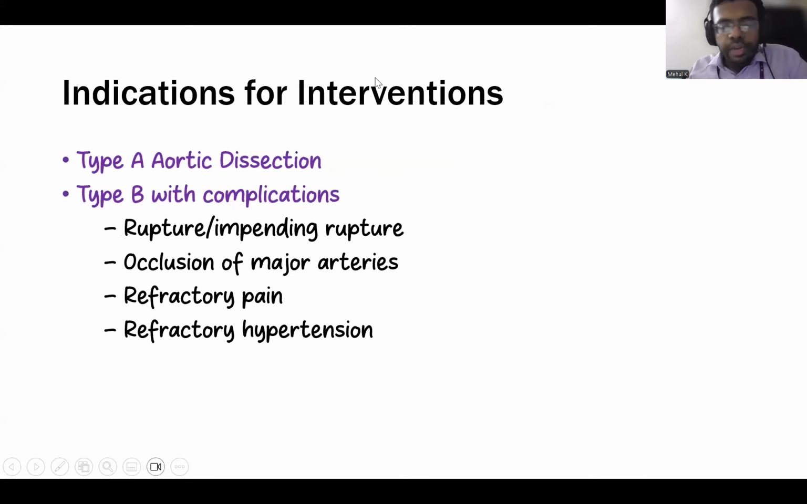So, in general, when do you intervene for these dissections surgically? All type A dissections are to be managed surgically, especially in acute presentations. Type B, generally they say medical management, but if they have certain complications, you will consider taking them for intervention as well. For example, if they end up having a rupture, occlusion of major arteries, like that case we saw earlier, refractory pain or refractory hypertension, these are some indications for intervention in your type B dissections.